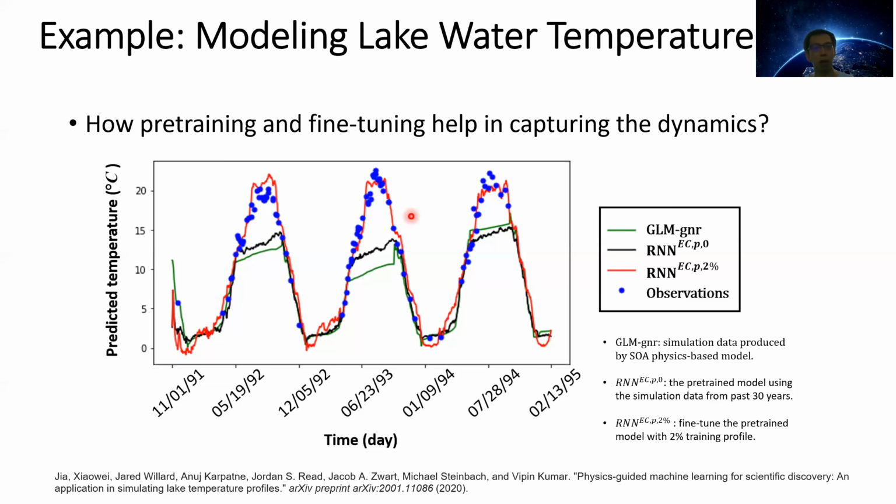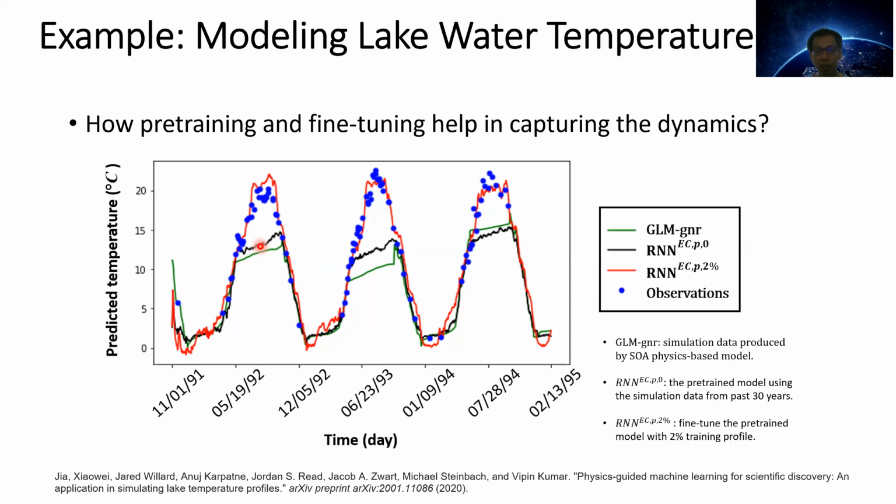And here we show an example of these water temperature predictions, to see how pre-training and fine-tuning can help change these predictions. These predictions are the water temperatures in the middle layer of Lake Mendota. These blue dots here are the true observations for water temperatures, and this green line is the simulation data produced by this GRM, the DK-based model. If we just pre-train a machine learning model, an RNN model, using this simulation data, then we get this black line. We can see the black line can almost capture all the dynamic patterns of the simulation data, but still this black line has a large gap with our true observation data.